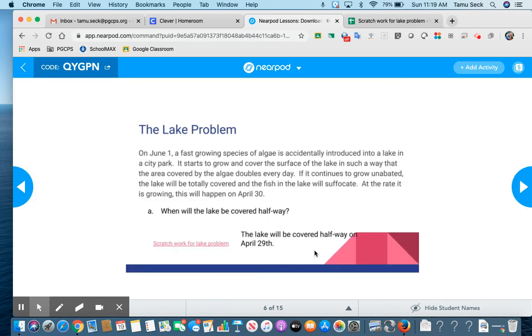Okay, so here is a real world problem that we can use our knowledge about exponential functions on. This should say April. On April 1st, a fast-growing species of algae is accidentally introduced into a lake in a city park.